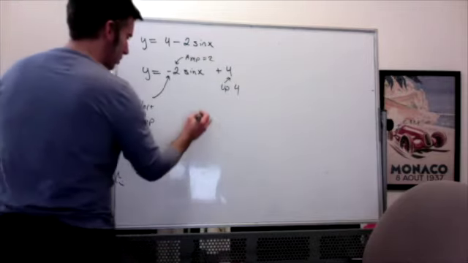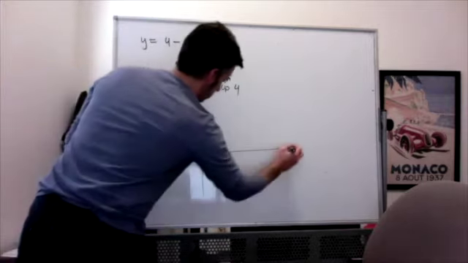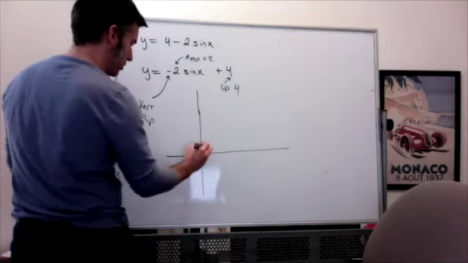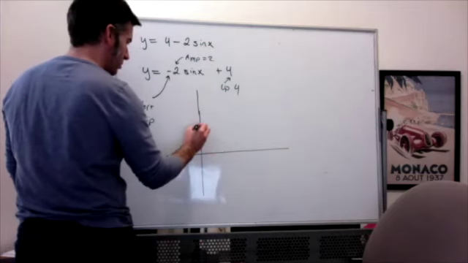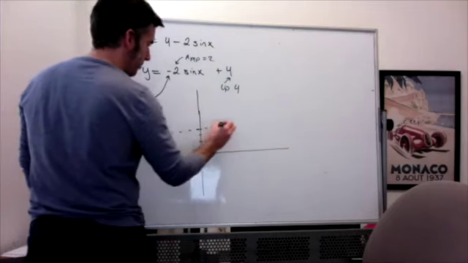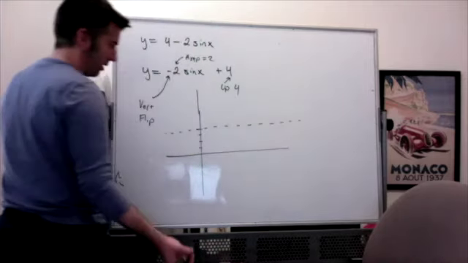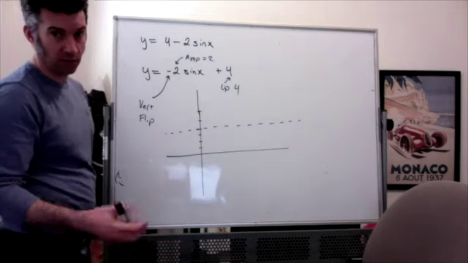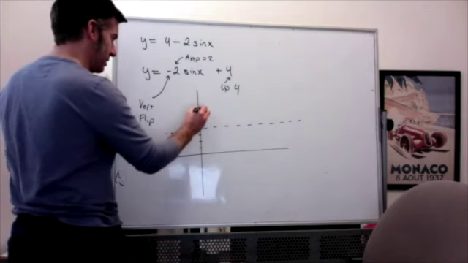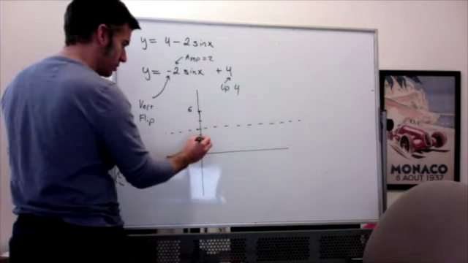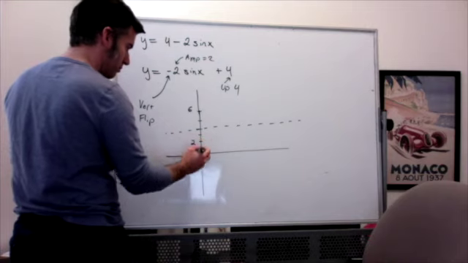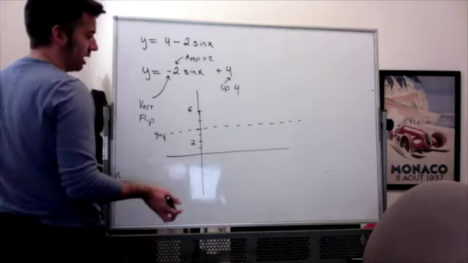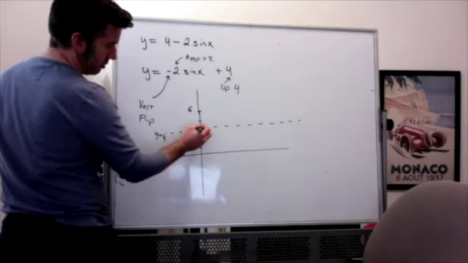So I would shift it up 4. So my new middle line would be y equals 4. And then my amplitude's 2, so I'm going to go 2 above and 2 below. So I'm going to go as high as 6, as low as 2. And then usually sine would start in the middle.